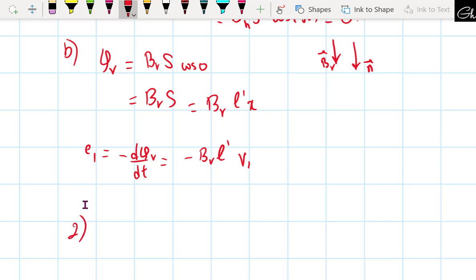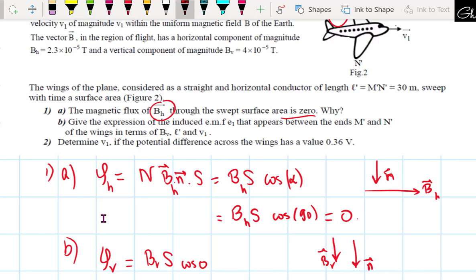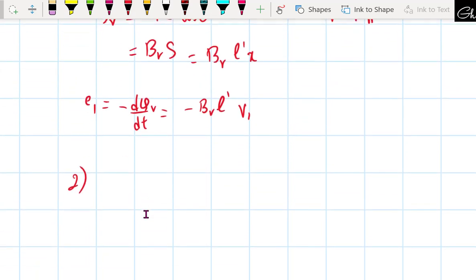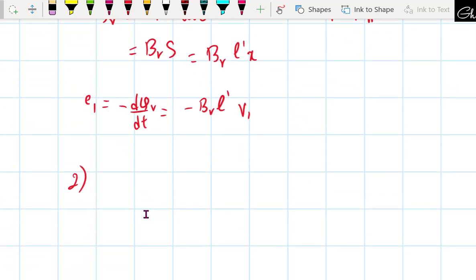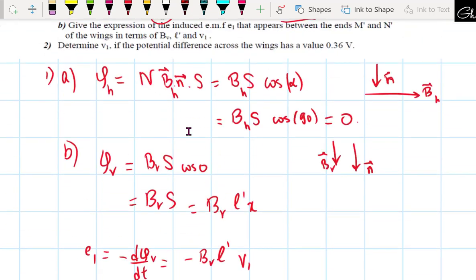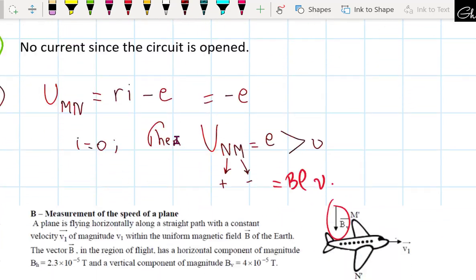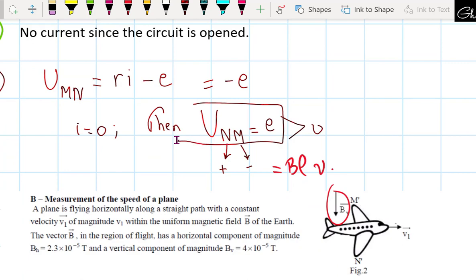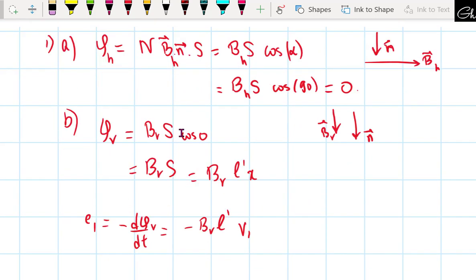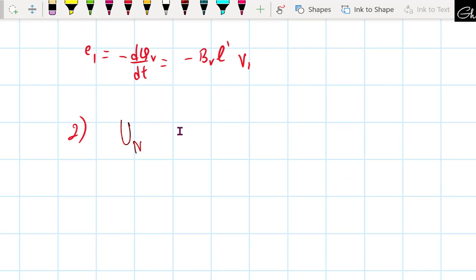The final part, which is part 2. They said in part 2, determine v1 if the potential difference across the wings has a value of 0.3 volts. So if E1 is 0.3 volts, what will be the velocity of this plane? We know the formula used before, which is U nm equals E, we can use the same formula. So U nm prime equals E, which here is E1, equals minus BV L prime and v1.